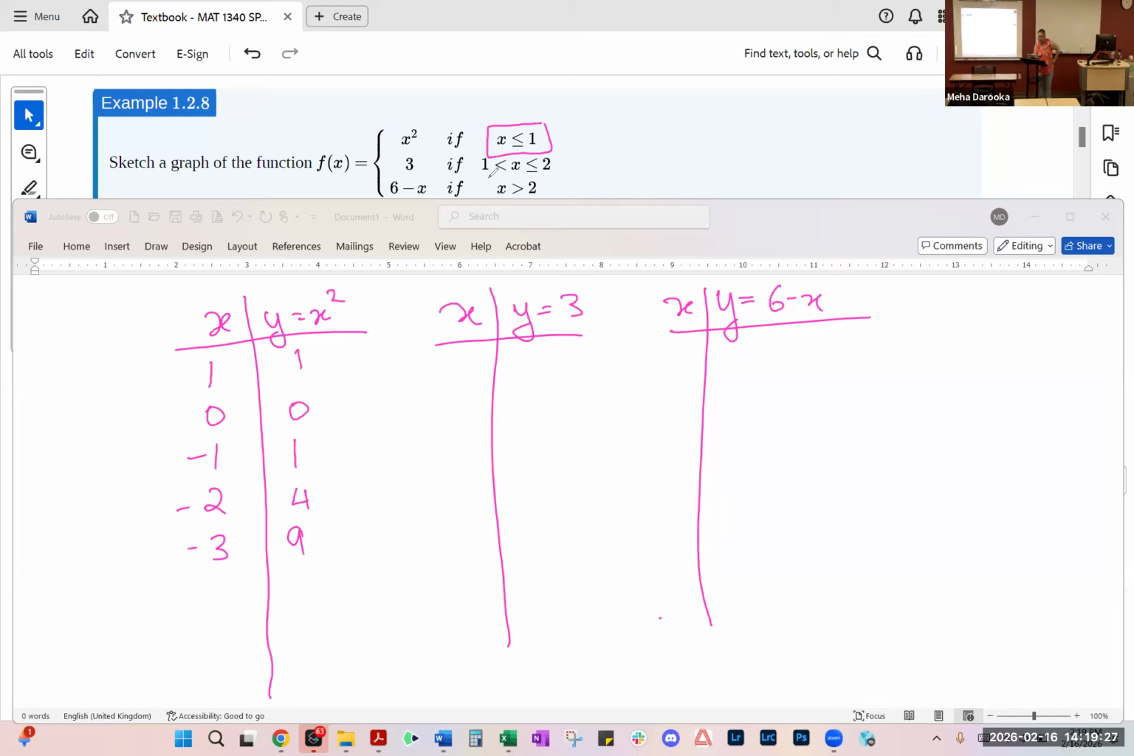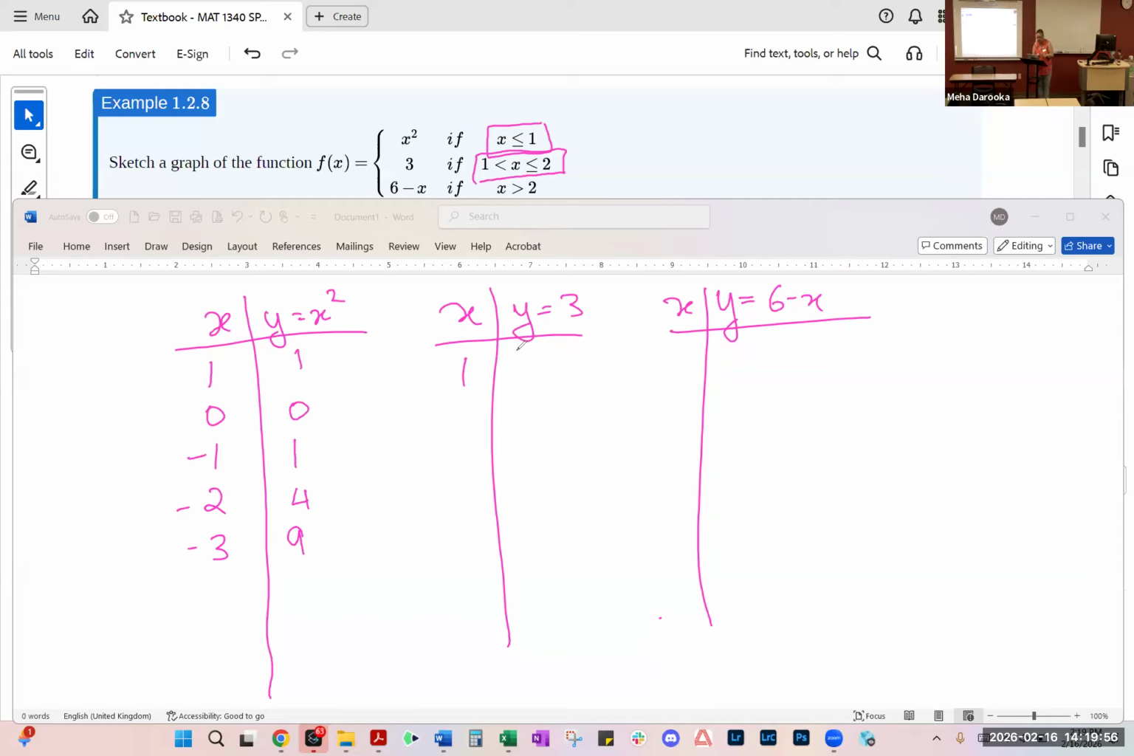Then the next one said if you are between 1 and 2, including 2, you use 3. So technically, guys, they are telling us that 1 is not included in the domain for the second piece. But we do want to know, are the two graphs going to be touching each other, or are they going to be separate? So even though we are not including 1, I am still going to use 1 in my table because I want to know where the point is going to end up.